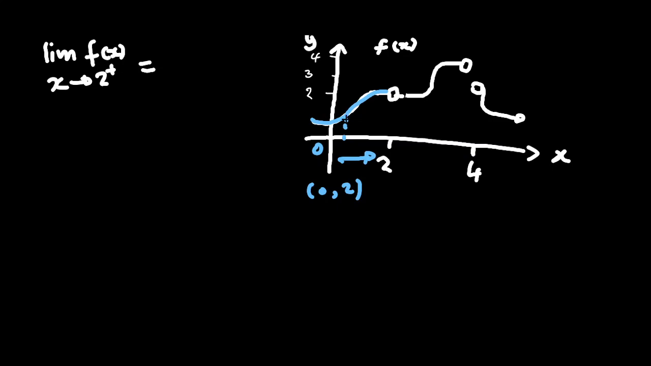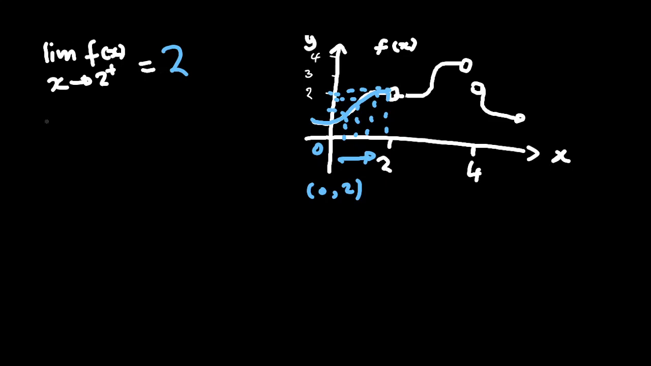So when I'm there, my f(x) will be there. When I'm here, my f(x) will be here. When I'm at 2, my f(x) will also be 2. So I will have 2 here. My f(x) will be 2. But f(x) is not defined at 2. It's just the limit of f(x) from the right, which is 2.